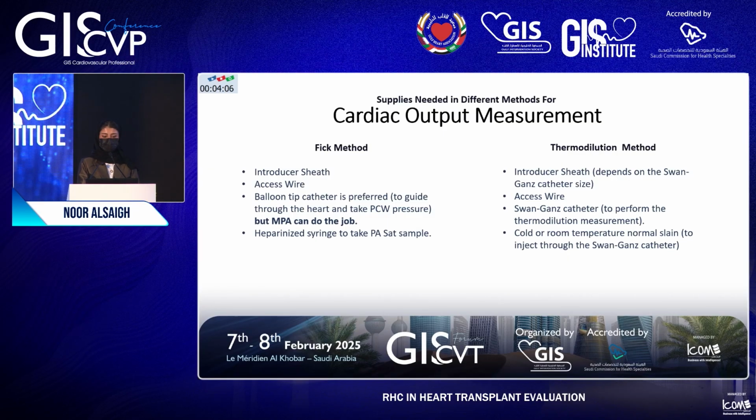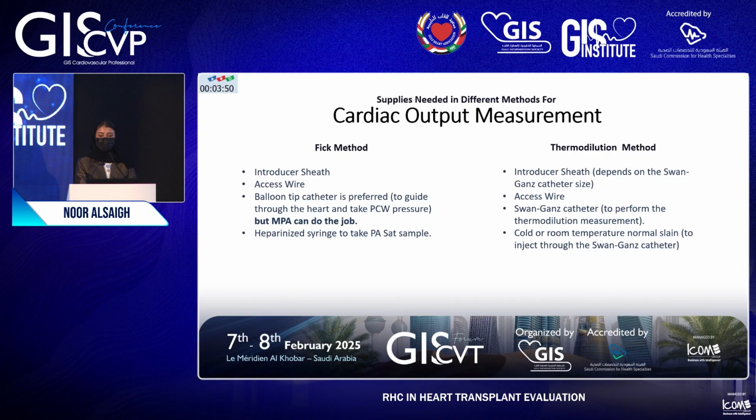For the FIC method, we need a heparinized syringe to calculate the PA sat, as the FIC depends on the oxygen consumption. On the other hand, for the thermodilution, we don't need the PA sat, but we need cold or room temperature normal saline to inject into the heart chambers.